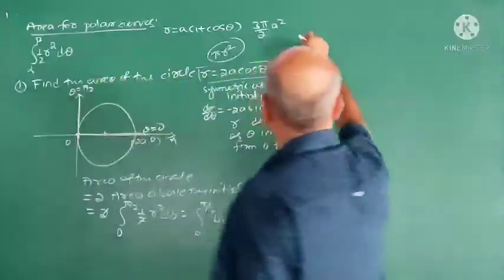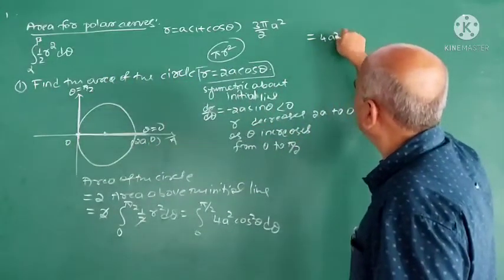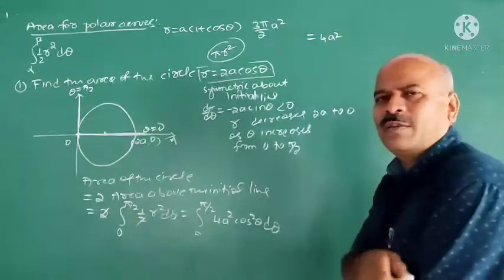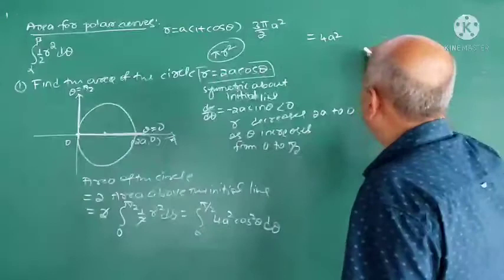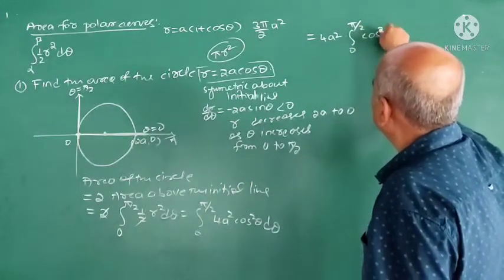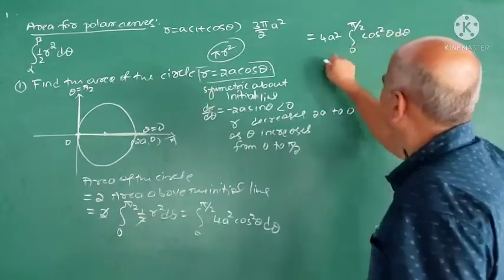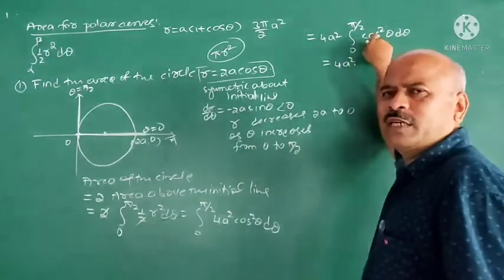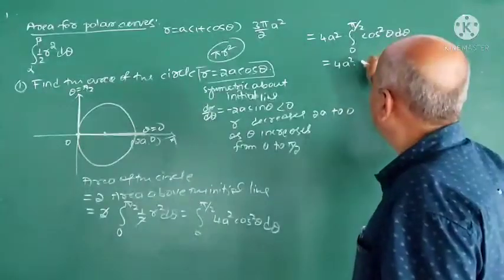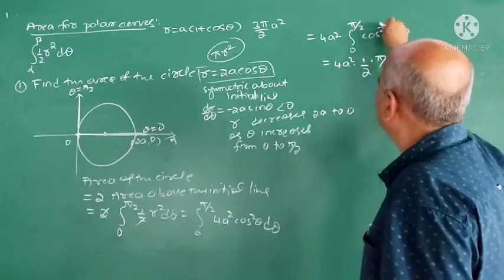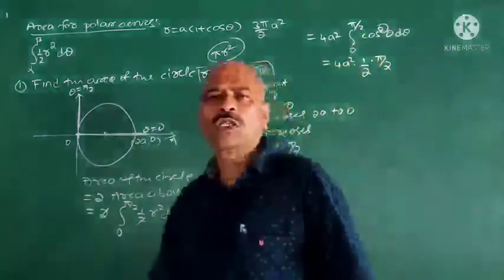theta. Therefore 4a square, how to integrate cos square theta? We can apply the reduction formula here, 0 to pi by 2 cos square theta. What is the formula? 4a square. N is even here. Cos theta raised to n is n minus 1 by n, 1 upon 2 and pi by 2. Because cos theta raised to 2.